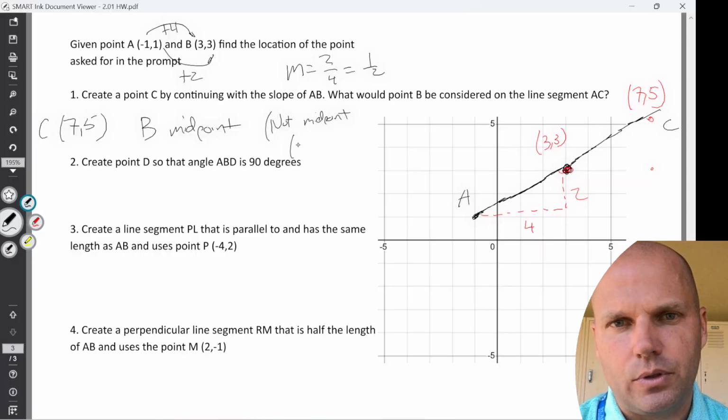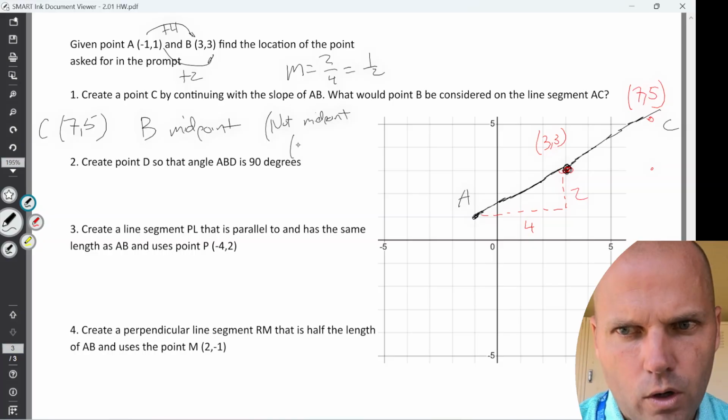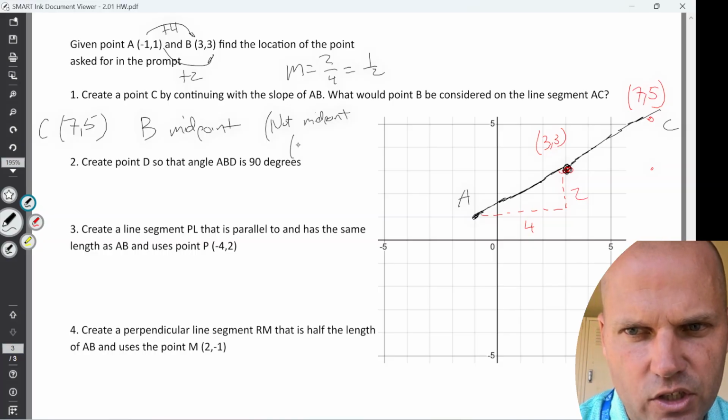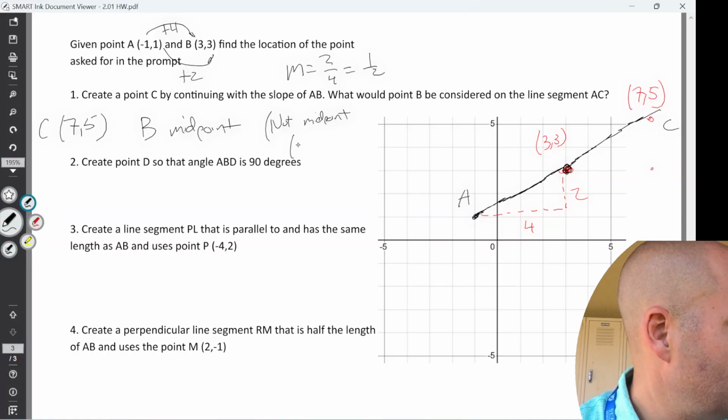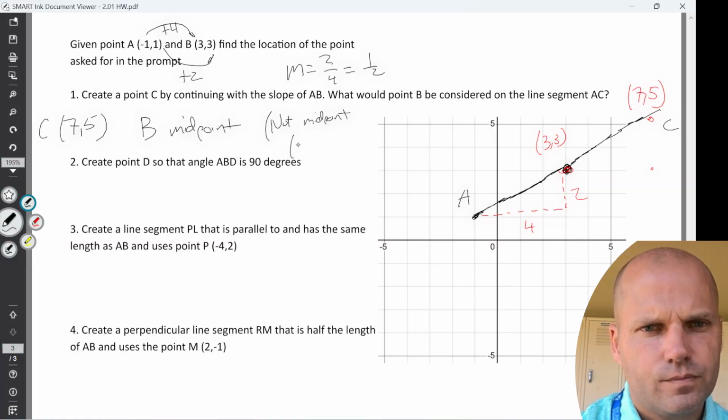So here's another example. 2 for the x's makes that a 5, and 1 for the y makes it a 4. So 5, 4.